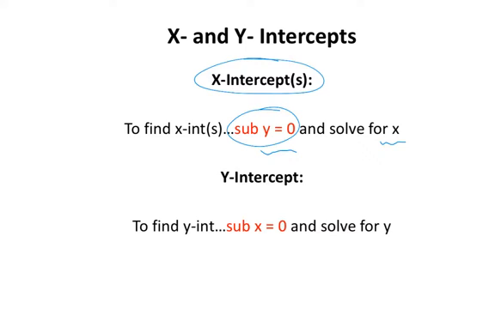If you want to find the y-intercept, you sub x equals 0 and solve for y. That gives you the value of y and the value of x. Therefore, you have the coordinate of the y-intercept.